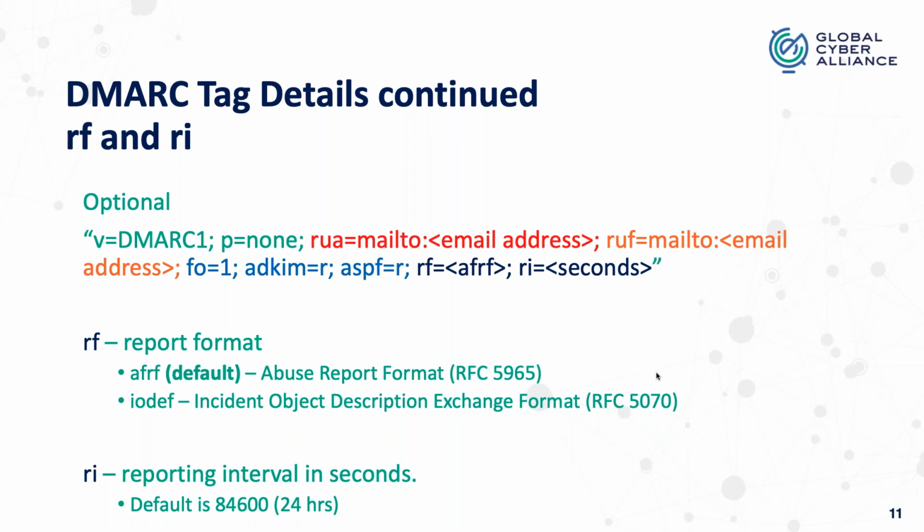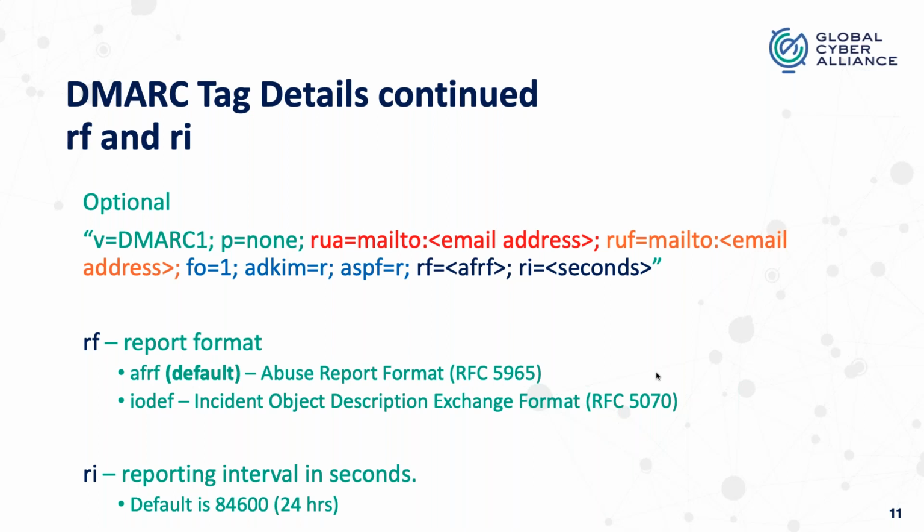RI is the reporting interval. So how often, or what time frame, should the receiving side be sending you the reports? When you're defining this, it's in seconds. If you do not define it, the default is 86,400 seconds, which is 24 hours. So it's about a 24-hour period that the receiving side will send you a report. It may not be exactly 24 hours from the time you implement your policy, but the report itself should have a 24-hour period of information within it, for the aggregate report especially.